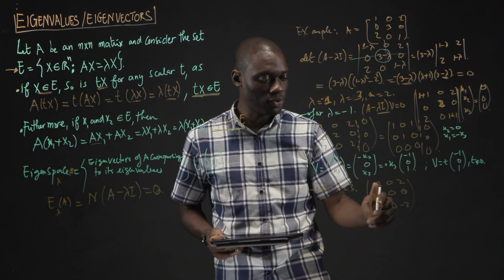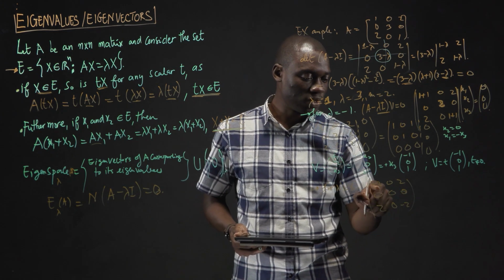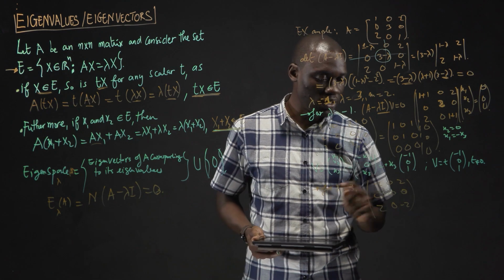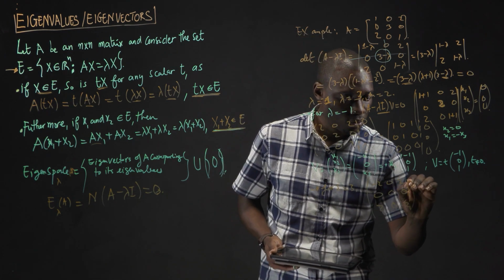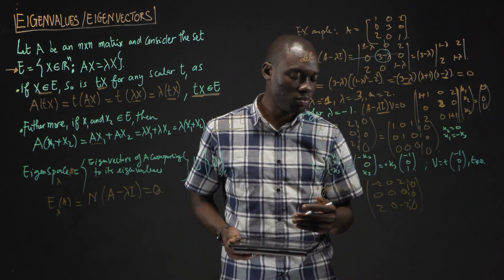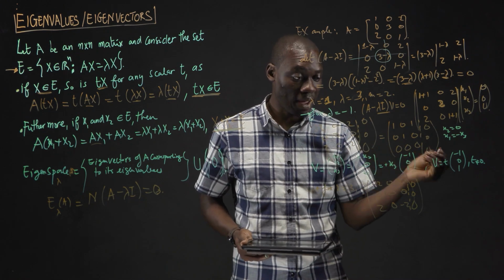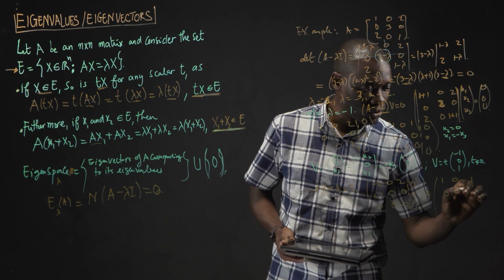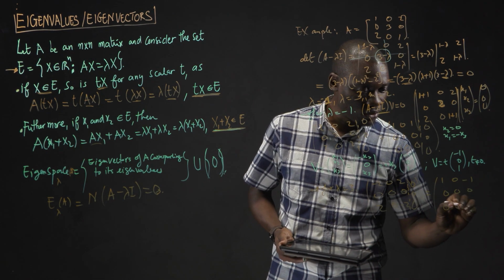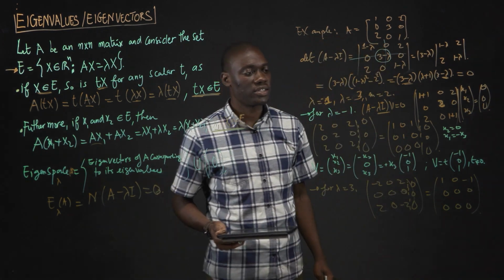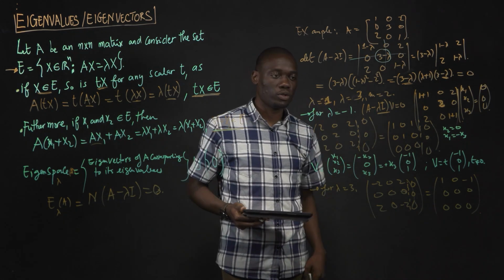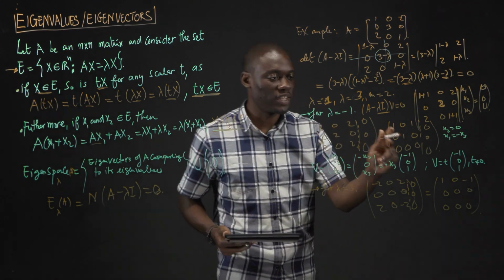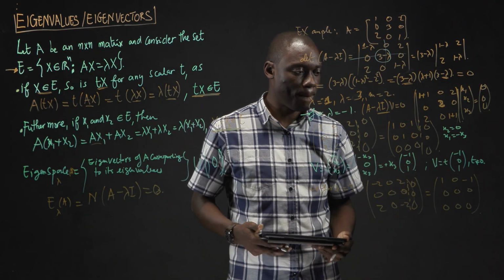You realize that if you set row 3 equals row 3 plus row 1, all this line will be 0. The first line, if you divide it by minus 2, you have 1, 0, minus 1, 0, 0, 0, and you have 0, 0, 0. Now you can see that we can fix x1 as a fixed variable, and x2, x3 as free variables.